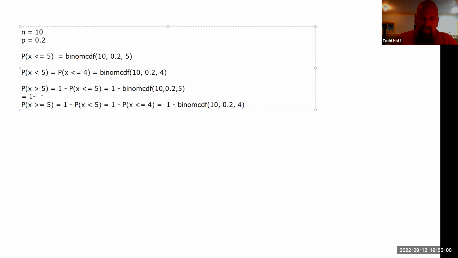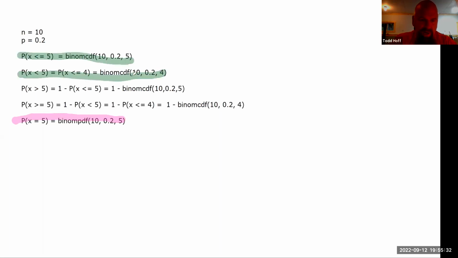So there's a lot of different things that can happen here. These are the main ones. And of course, just the probability that X equals 5. This is the only one where it's going to be binom PDF instead of CDF: 10 trials, 0.2 probability of success, and 5 successes. This bottom one is pretty straightforward, pretty simple. The other four take some practice, take some patience to get used to.